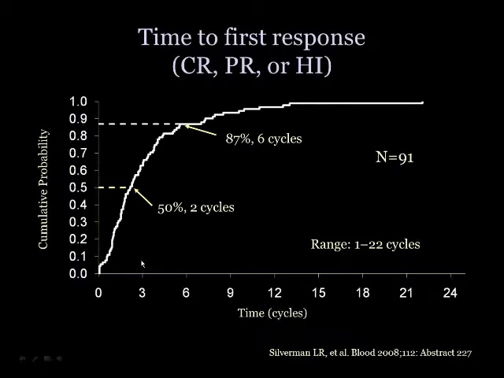And this is what I was talking about before, saying that really you have to persist with treatment before you get a response. So this is in all the people that responded, so not everybody does respond, but if you take all the people who responded, so 100% of patients in this graph eventually respond, almost 90% of them will have responded by 6 cycles. So there's still another 10% that will respond beyond that. But you can see if you stop at only 2 cycles, then only half the people who are going to respond have responded by that time.